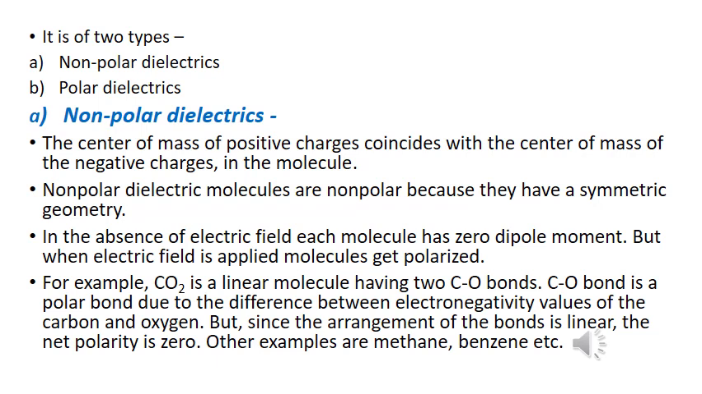The term center of mass you have studied in class 11. The center of mass of a body or a system of bodies is the point at which the entire mass of the body or system of bodies is supposed to be concentrated. Or in other words, it is the point about which the entire mass of the system is equally distributed.